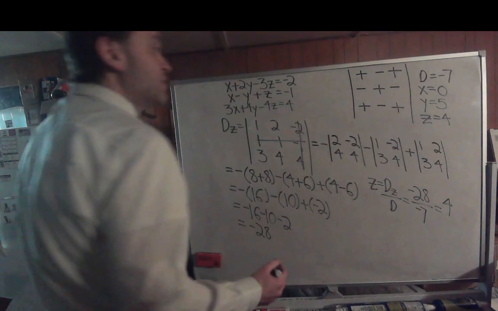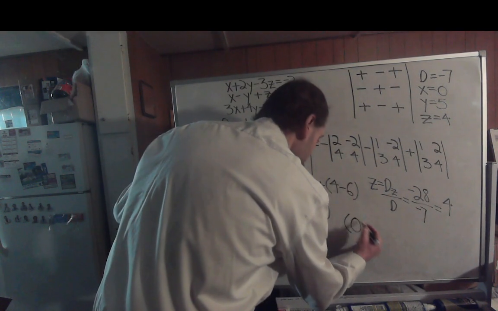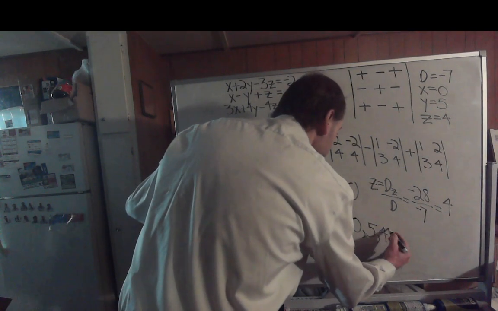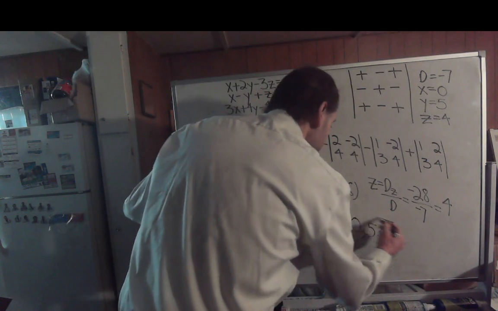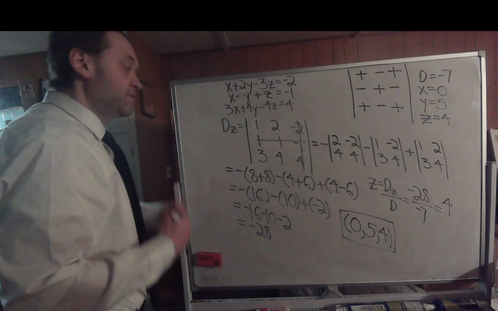So that means z is equal to D sub z over D. D sub z was negative 28, and D was negative 7, giving us negative 28 divided by negative 7, which is positive 4. So z had a value of 4. Therefore, now that we know all these, the ordered triple that's the solution to the system is 0, 5, 4.